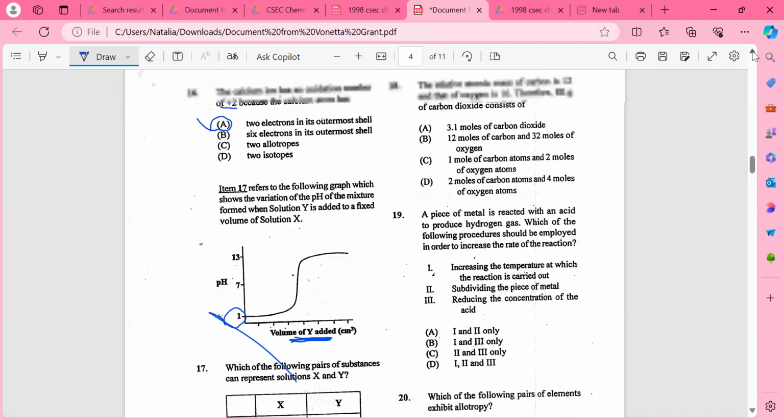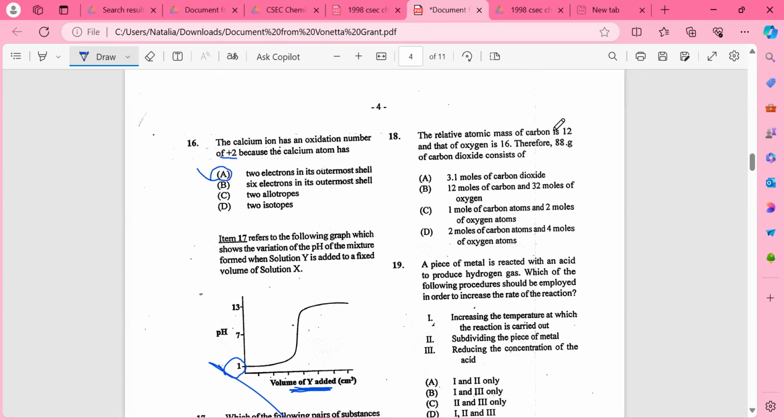Number 18. Relative atomic mass of carbon is 12, and that of oxygen is 16. Therefore, 88 grams of carbon dioxide consists of, so carbon dioxide is CO2.